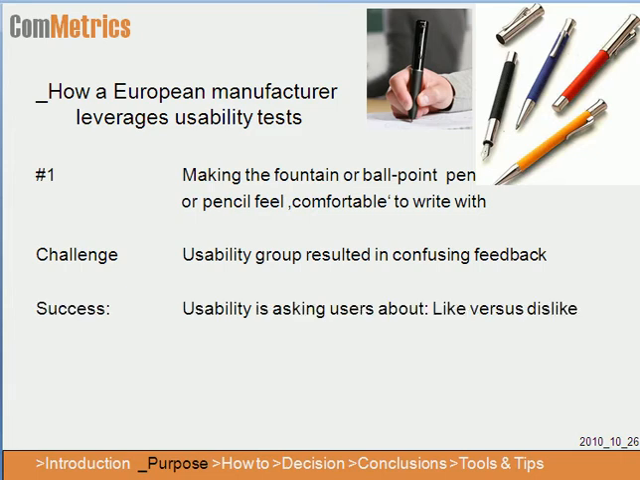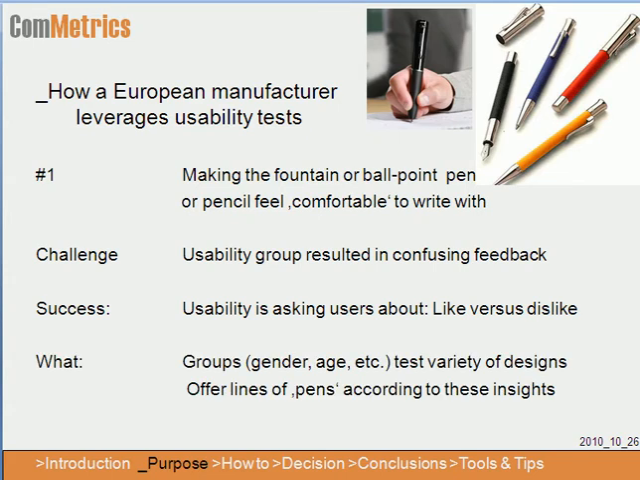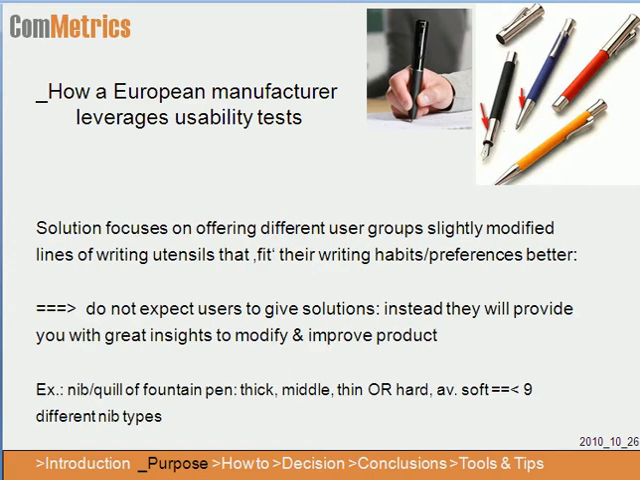The company wanted to improve this and change the usability testing to ask users more about like versus dislike results. We did this using groups based on gender, age, and so forth, to give them the opportunity to respond to a variety of designs. The findings were basically that one cannot expect users to give solutions, but what one can expect from users or clients is that they give you ideas about what works and what doesn't.